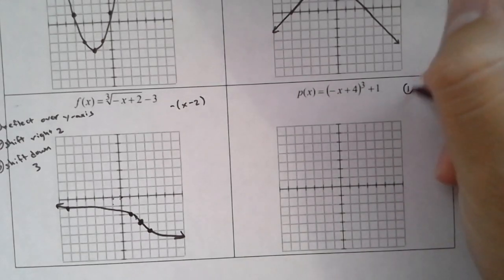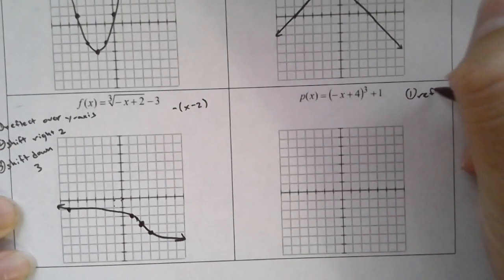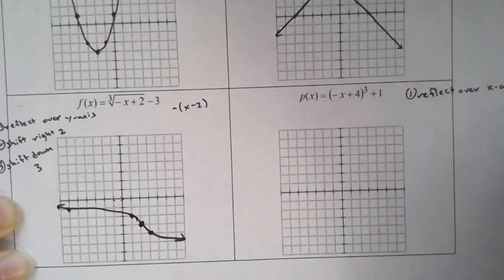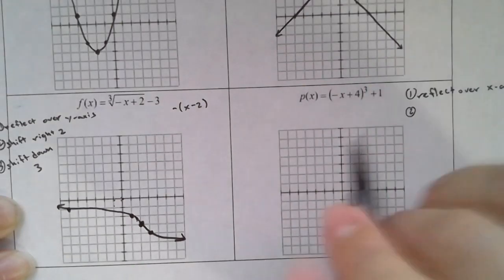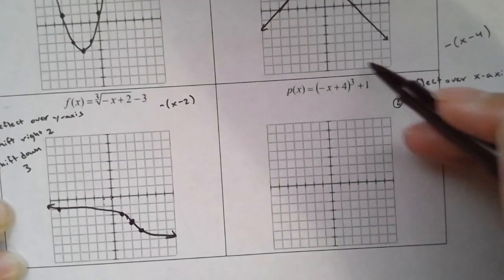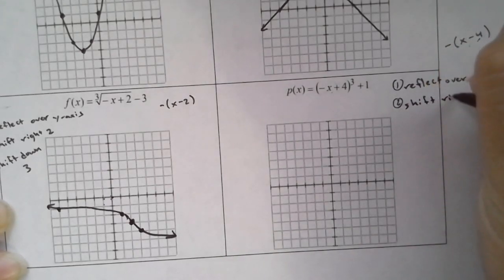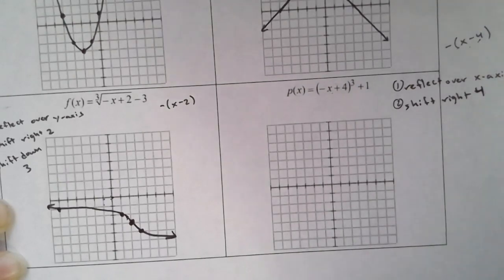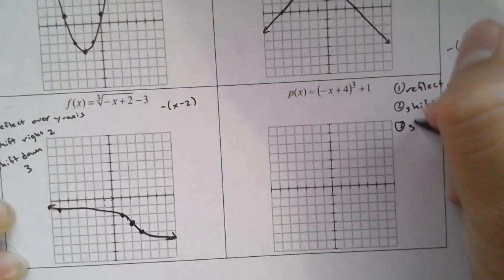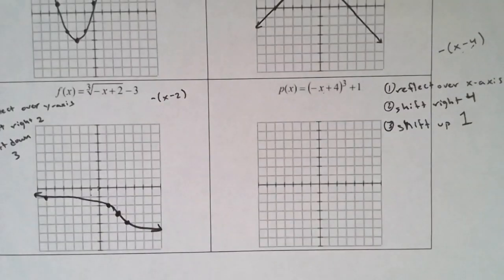Now I have the cubic function. I have a reflection over the x-axis. So reflect over x-axis. Then I have minus x plus 4. Remember that that's really x minus 4, right? When I distribute that negative in, I'm going to get this. So it's really minus 4. So I shift right 4 units, and then shift up 1.